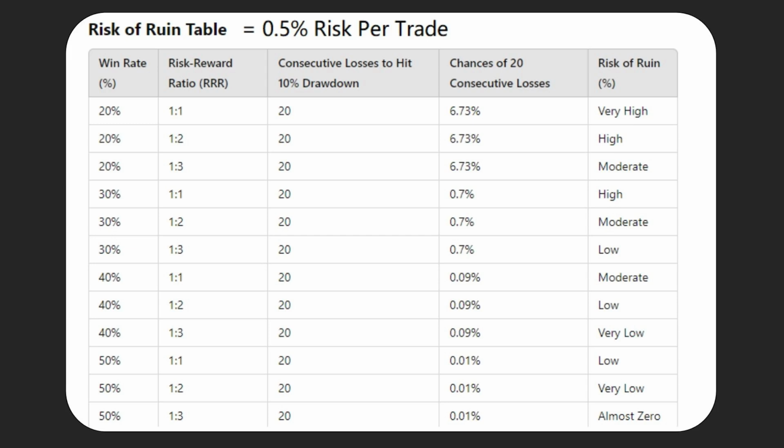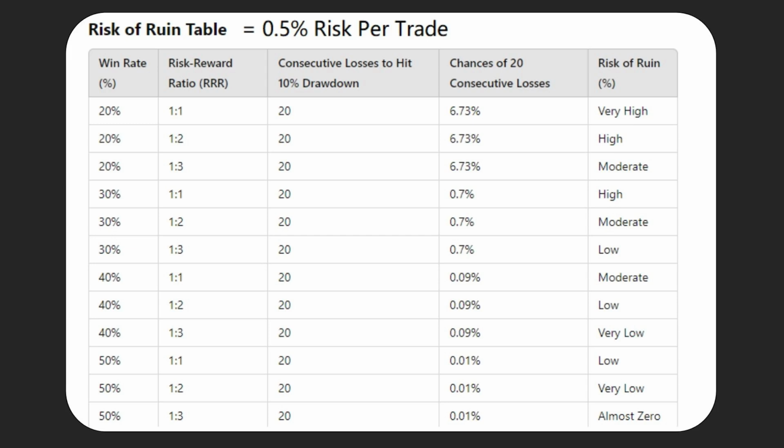So basically you can say that this risk of ruin table will explain the risk of ruin for your funded account. Now right here, first of all, you can see the different win rates, right? We've got 20% win rate all the way up to 50% win rate. And then along with it, we've got the different combinations of those win rates with these different risk to reward ratios. We've got the 1 to 1, the 1 to 2, and last but not least, the 1 to 3 risk to reward ratio and their combination with win rates.